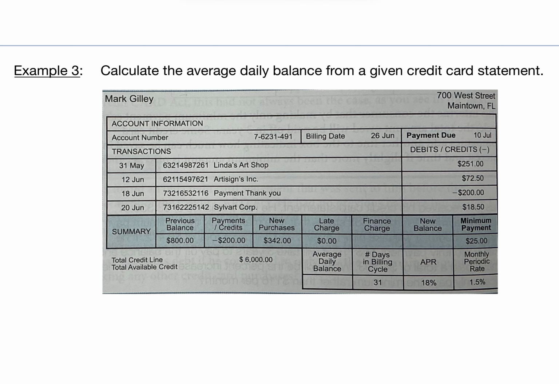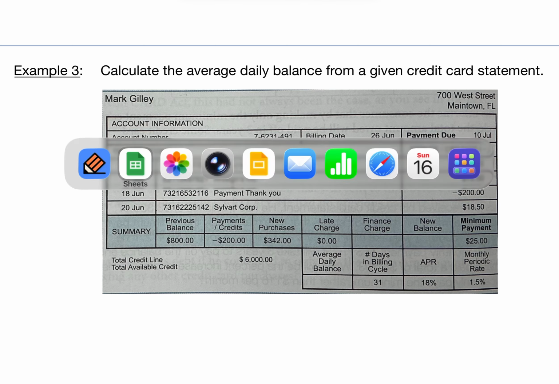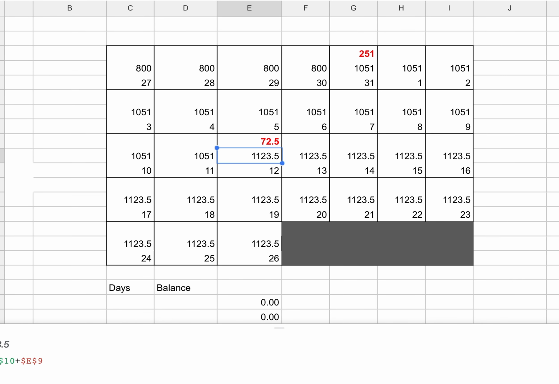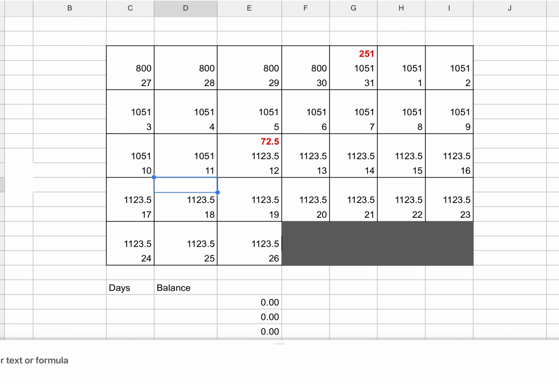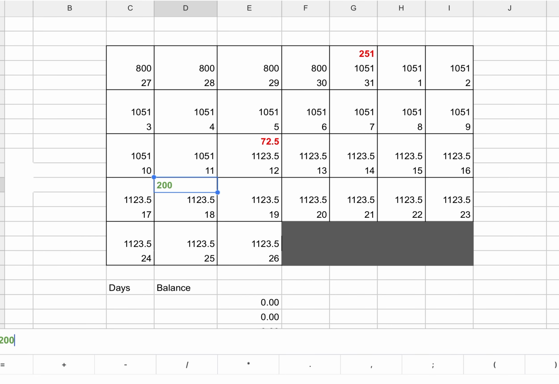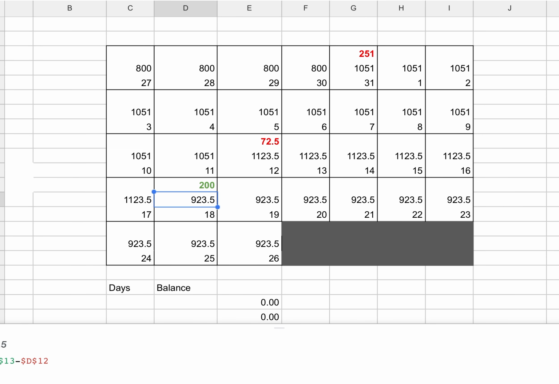Okay, and then the next transaction took place on the 18th of June, and there was a payment that was made in the amount of $200. So on the 18th of June, we're going to go ahead and put in $200. Okay, notice that the balance now drops down to $923.50 because a payment was made. So now our daily balance is dropping to $923.50.